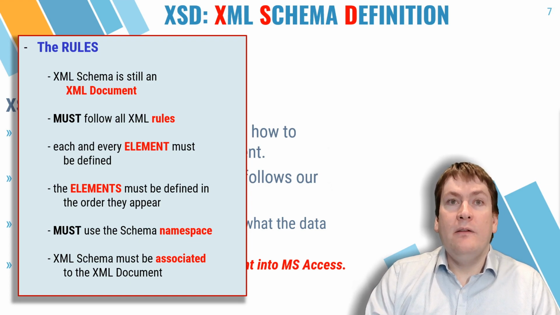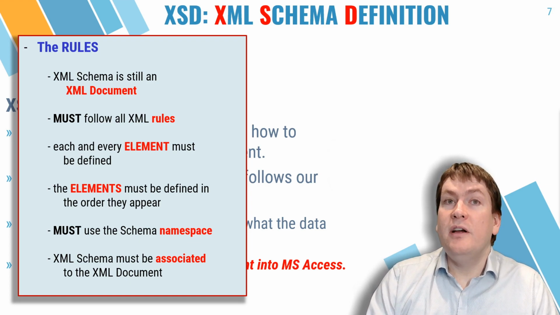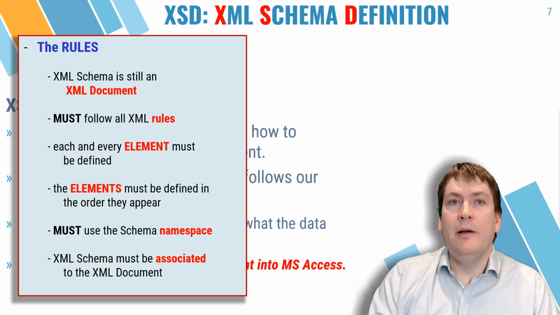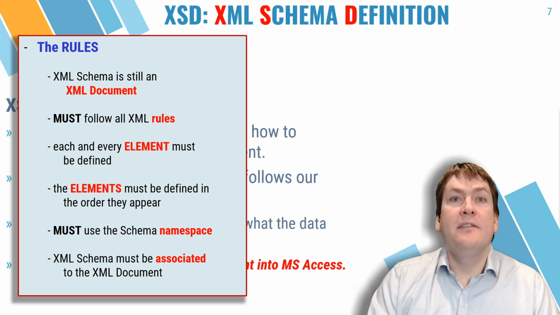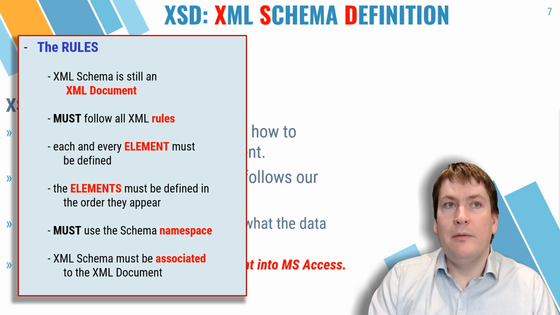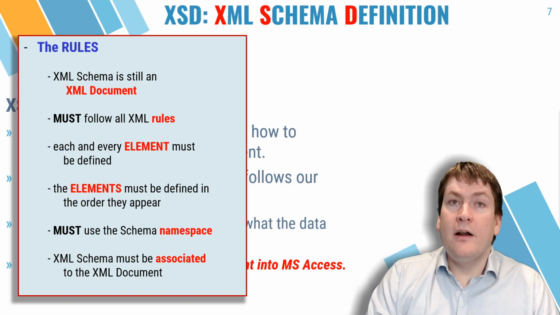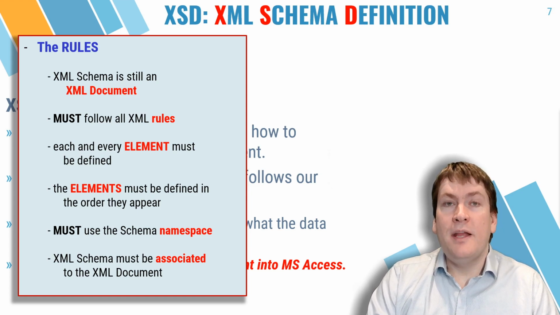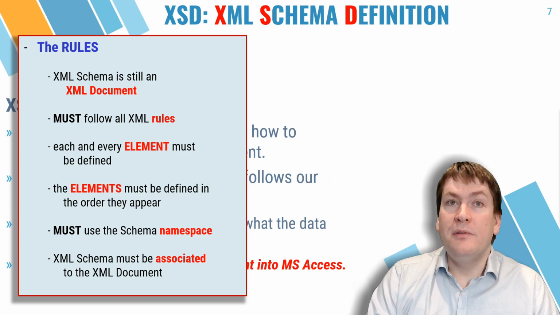So each and every element that's in our XML document has to be defined in our schema. For every element that's in our XML document, there has to be a matching definition in our XML schema. And the elements in our XML schema have to appear in the same order they do in our XML document. And schemas must use a namespace.